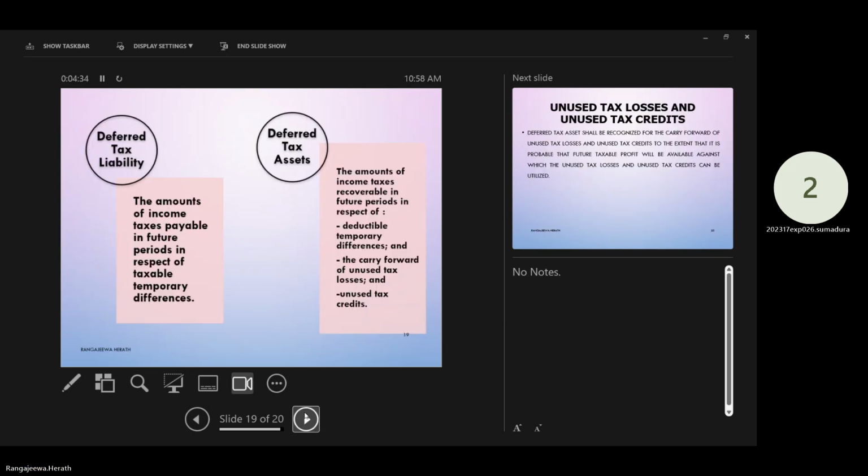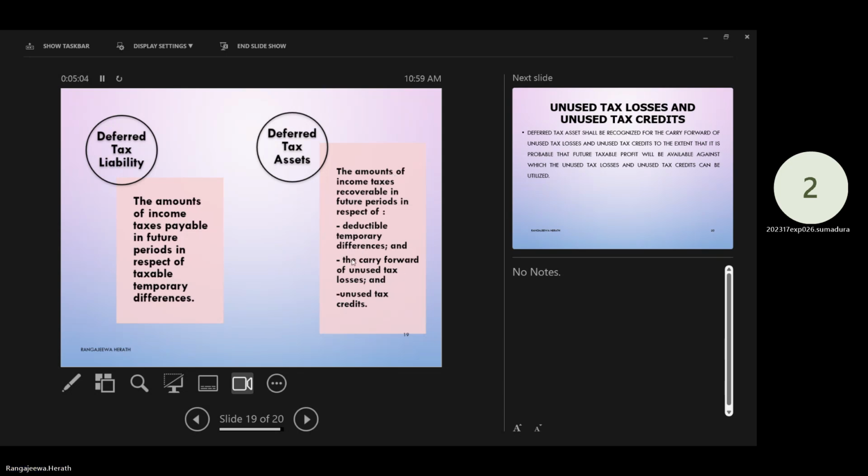Right. The deferred tax liability is the amount of income tax payable in future periods in respect of the taxable temporary difference. Taxable temporary difference එක නිසා අනාගතයේ ගෙවන්න වෙන tax එක තමයි deferred tax liability එකෙන් පෙන්නන්නේ. Deferred tax asset is the amount of deferred tax recoverable in future periods in respect of deductible temporary difference. ඒක දැන් අපි කතා කරා.